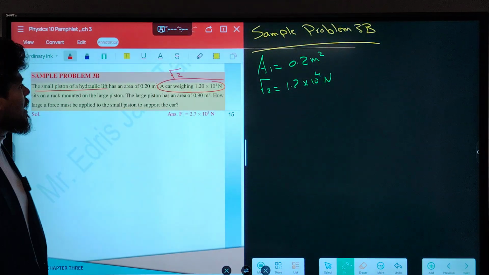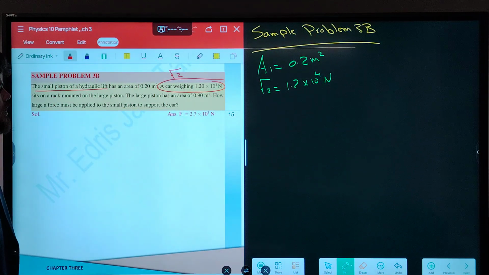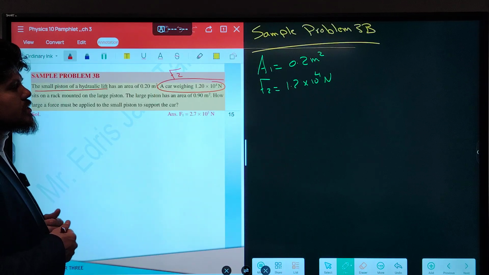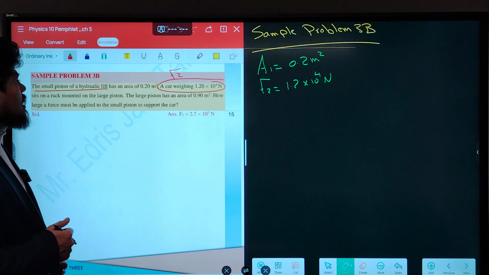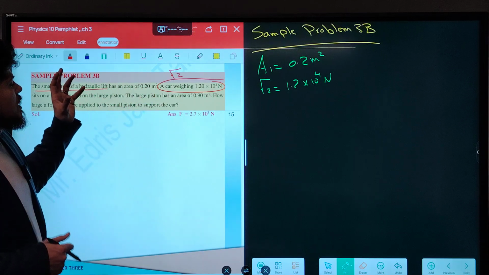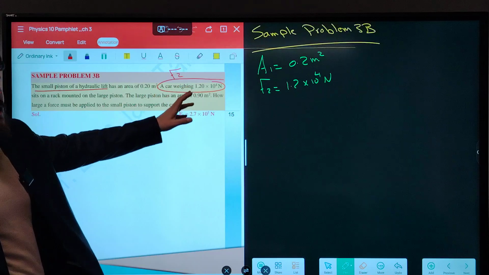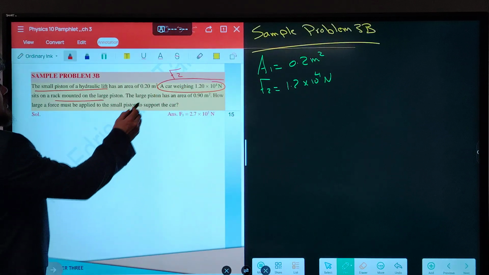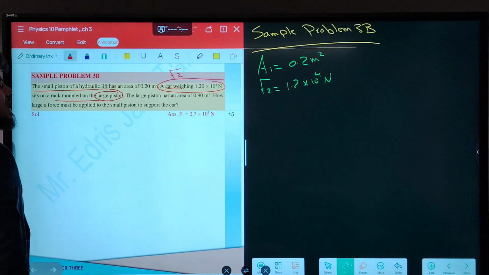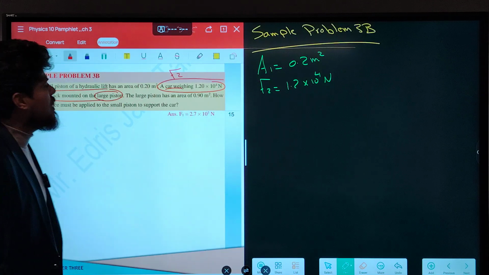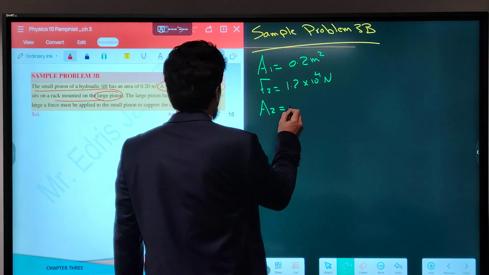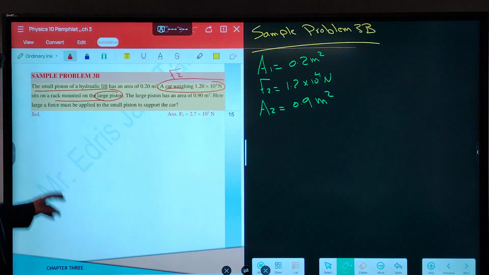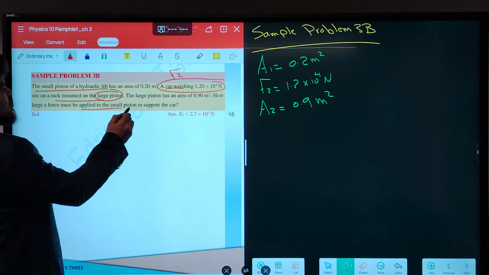The heavy object like a car should be placed on the large piston, and by using a small force on the small piston, we can raise and lift the heavy car, which is F2. The car is located on what? On the large piston. The large piston has an area A2 of 0.9 meters squared, okay? How large a force must be applied to the small piston?